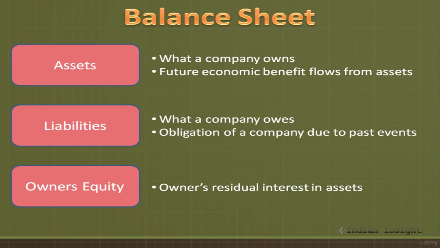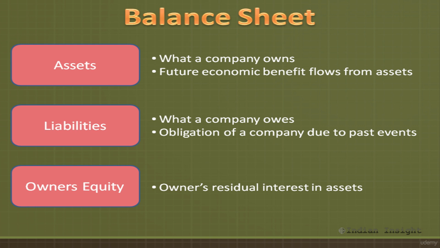Essentially, the balance sheet discloses what an entity owns, what it owes, and what the owner's claims are at a specific point in time. The basic elements of a balance sheet are shown here. First is assets. Now, assets are what a company owns or controls. More specifically, assets are resources controlled by the company as a result of past events. It is expected that future economic benefit to the company will flow from utilization of these assets.